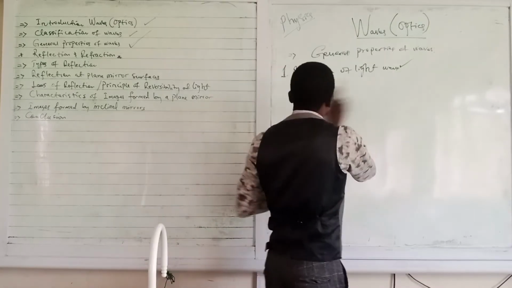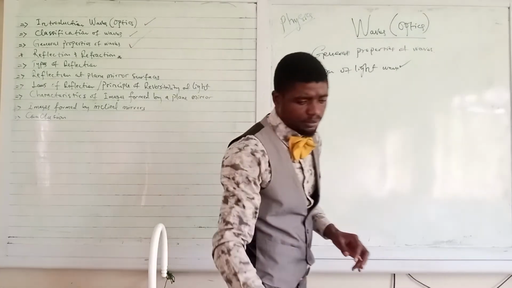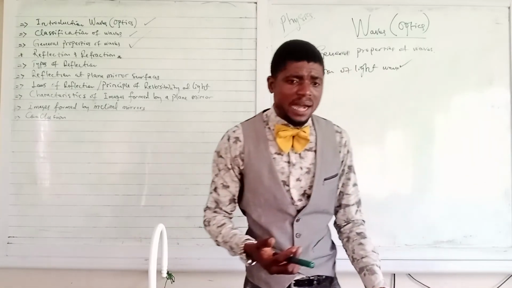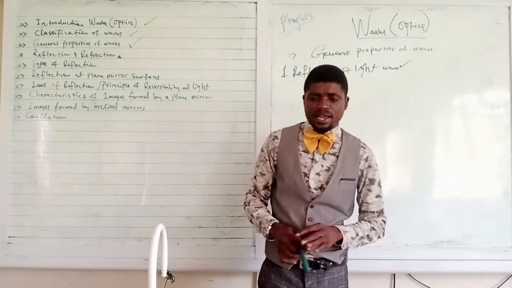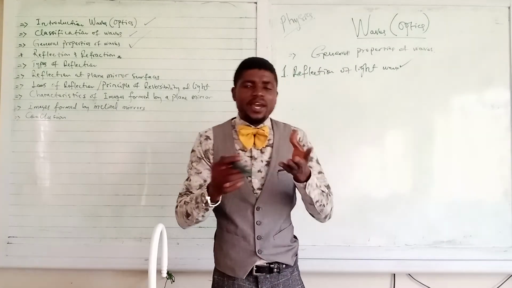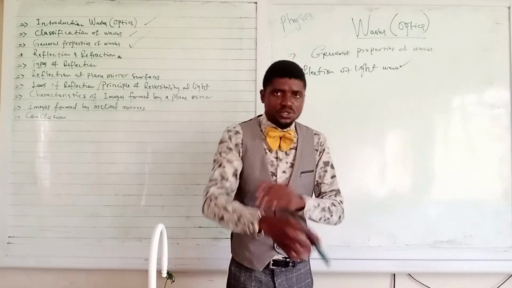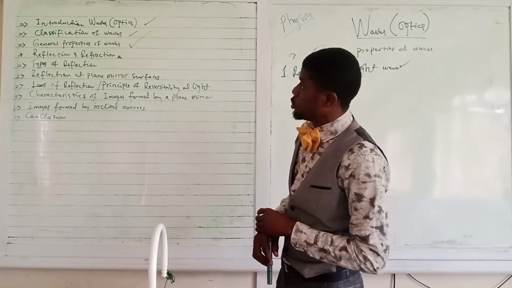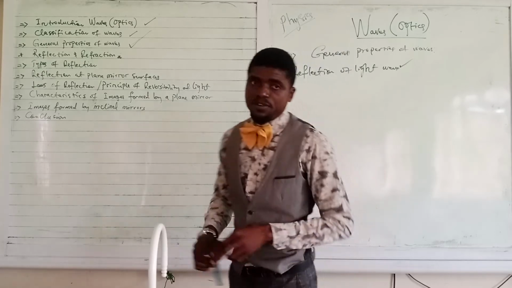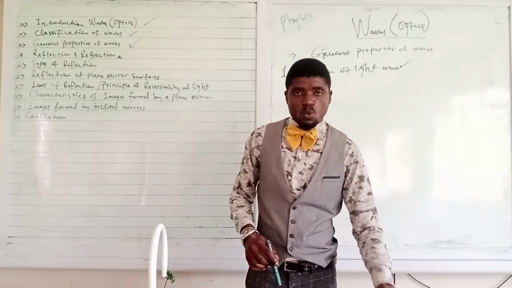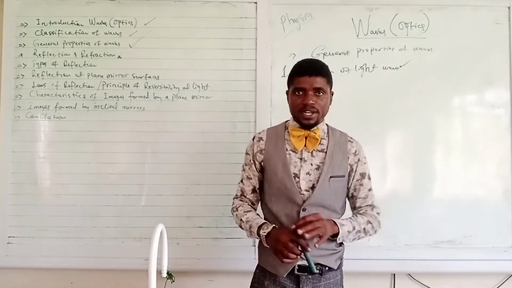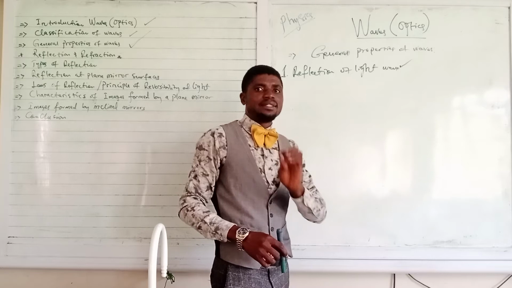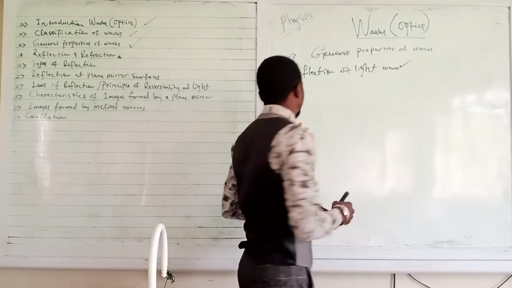What do you mean by reflection of light waves? Reflection of light waves simply means the bouncing back of a ray of light as it hits or encounters a reflecting surface. To this, we want to look at types of reflection. We have 2 main types of reflection. We have the regular reflection and the irregular reflection.